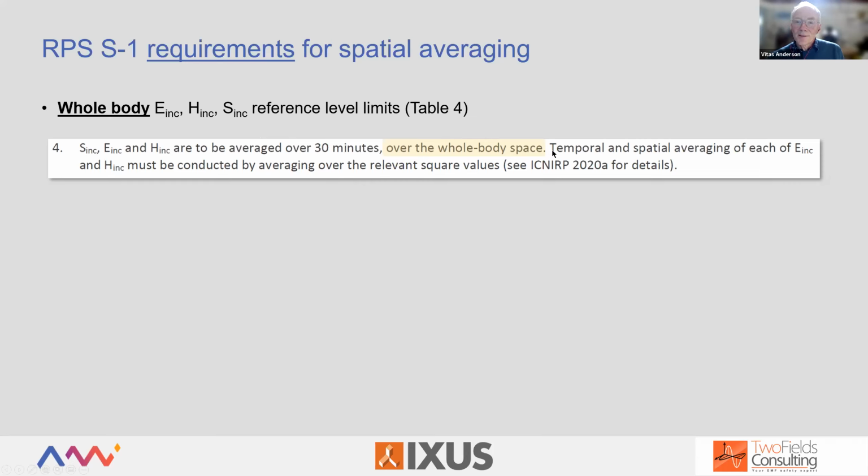It also has a note to say that temporal and spatial averaging of each E and H must be conducted over the relevant square values. So what they're saying there is that when you do your averaging, you're not averaging E values, for instance, but you're averaging the E squared values at every averaging point. In terms of power density, it's just the S values, because they're effectively a power term equivalent to E squared.